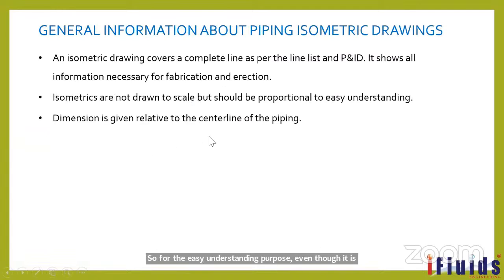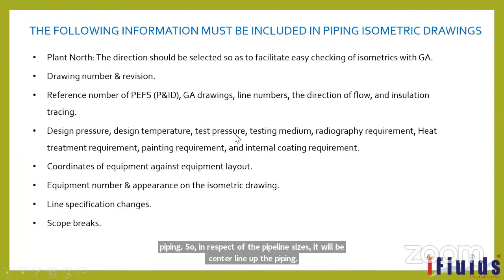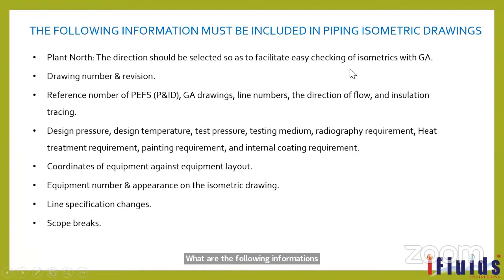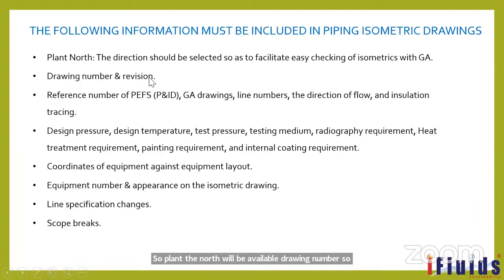Dimension is given related to the center line of the piping. So irrespective of the pipeline sizes, it will be the center line of the piping. What are the following informations included in, available in the piping isometric drawings? So plant north will be available, drawing number. So which line number, which drawing number will be available. Revision table will be available at the bottom of the isometric drawings.